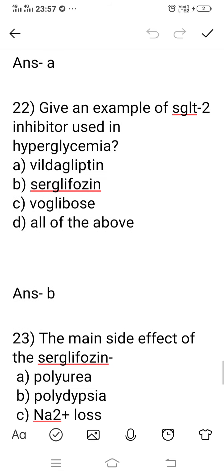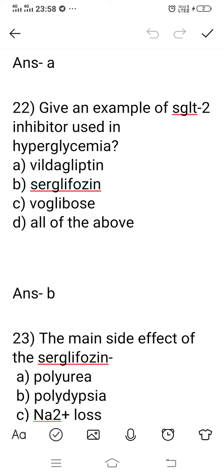Question number 22. Give an example of an SGLT2 inhibitor used in hyperglycemia. What is the full form of SGLT? Sodium glucose co-transporter, which is used in hyperglycemia. Option A, vildagliptin. Option B, sotagliflozin. Option C, voglibose. Option D, all of the above.